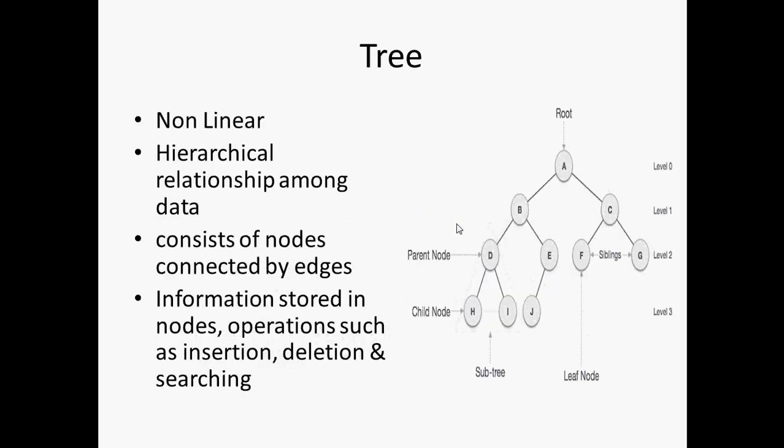Now let us define what is a tree. It is a non-linear data structure. Hierarchical relationship amongst the data. It maintains a hierarchy of data. It consists of nodes connected by edges.